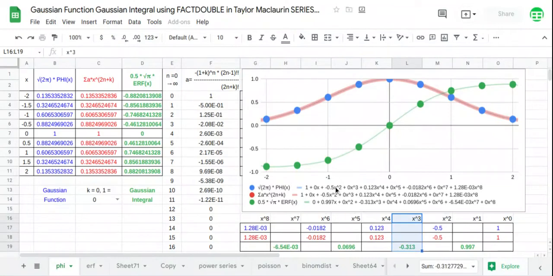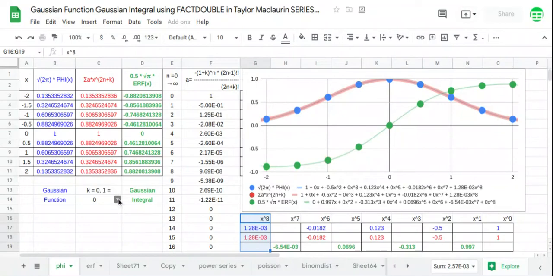Coefficient of x cubed, 0, 0, and minus 0.313. Coefficient of x to the fourth, 0.123, 0.123, and 0. Coefficient of x to the fifth, 0, 0, 0.0696. Coefficient of x to the sixth, minus 0.0182, minus 0.0182, and 0. Coefficient of x to the 7, 0, 0, 6.54 times 10 to the minus 3. Coefficient of x to the 8, 1.28 times 10 to the minus 3, 1.28, and this is 0.